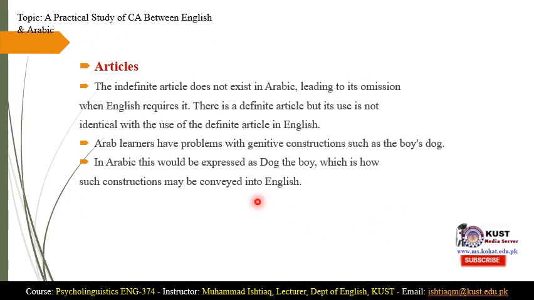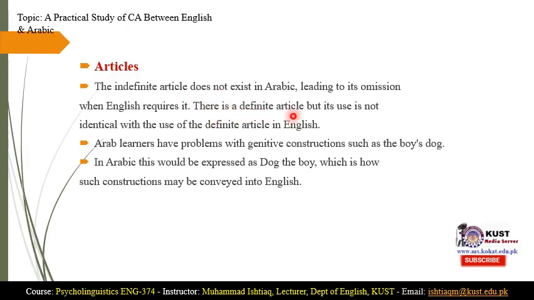Not only as far as stress pattern is concerned, as far as phonemic shift is concerned, as far as grammatical differences, there are also differences in the use of articles. For instance, the indefinite article does not exist in Arabic, leading to its omission when English requires it. Since the Arabic language does not use the indefinite article, but the English language uses it, whenever English requires it, Arabic speakers omit it. Why? It's just because of the influence of the mother tongue where indefinite articles are not used.